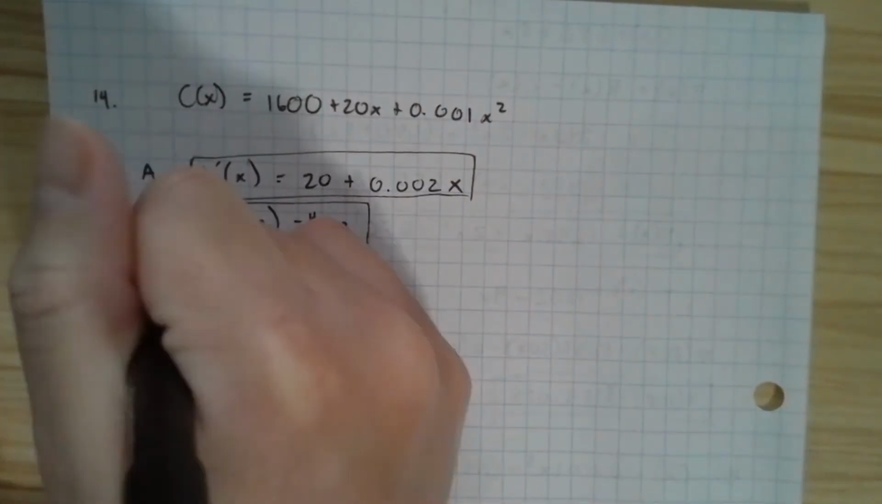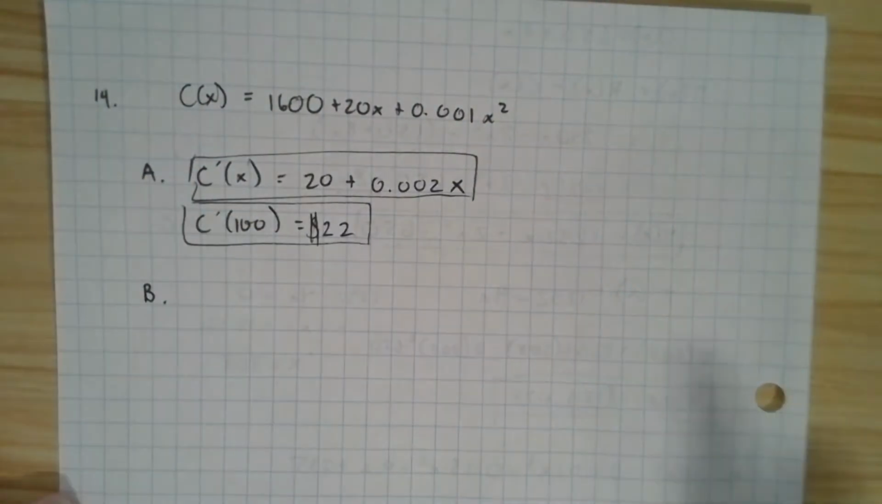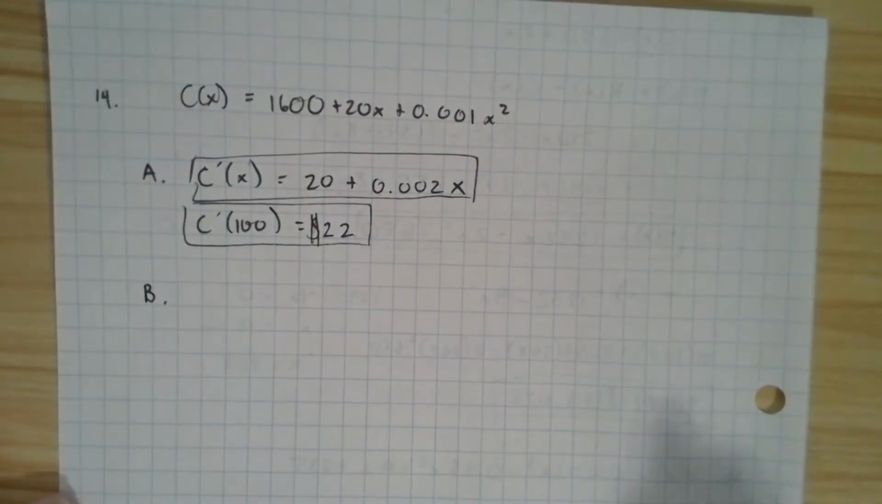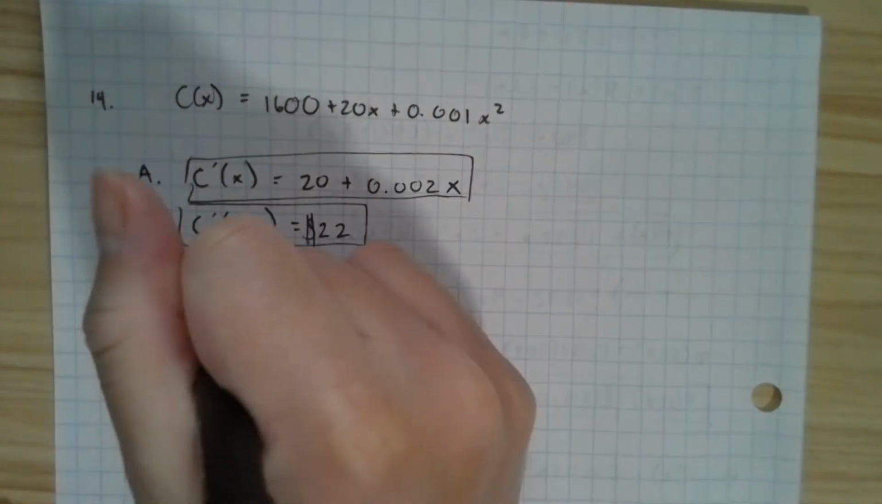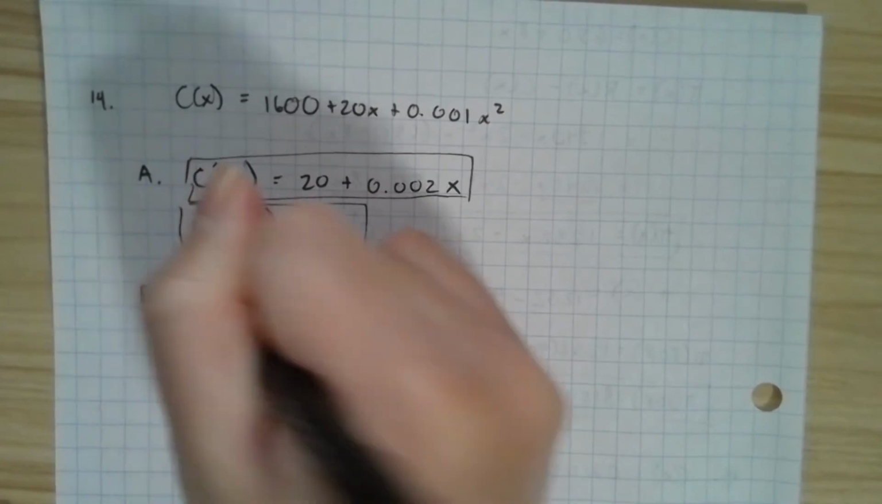Okay, question B says find the average cost function. So that's a C bar of X, and evaluate C bar of 1,000. Explain the meaning and context of the production of the voice activated monitors. So that's also given to you in the Unit 4 reference doc.